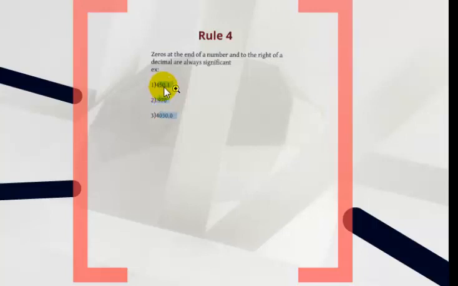this 0 is significant because it's between 2 non-zero digits. There's 4 sig figs there. This 0 is not significant because it's just a placeholder. There's no decimal there. Okay? So there's only 2 sig figs.